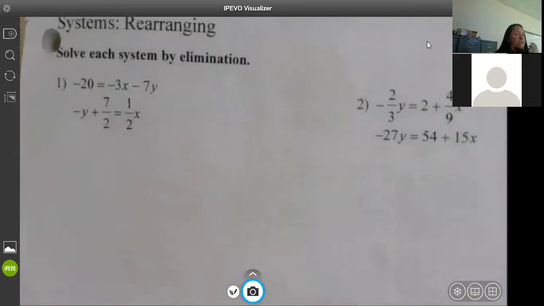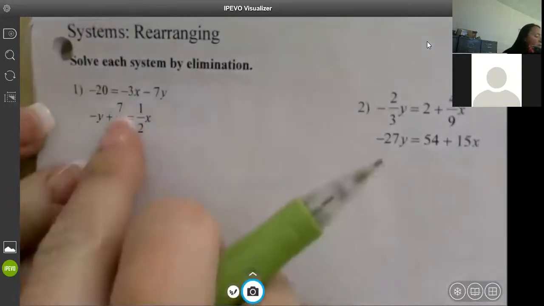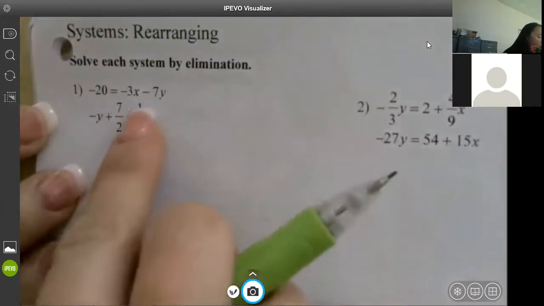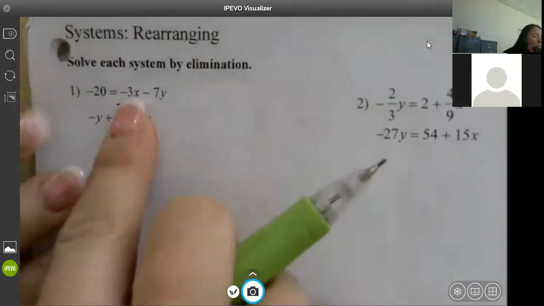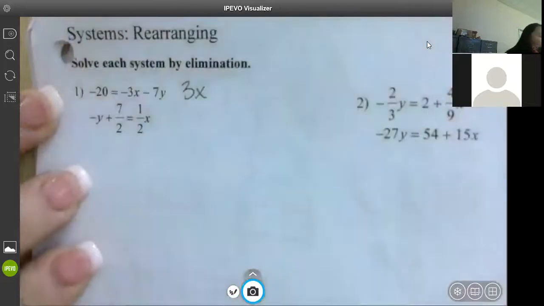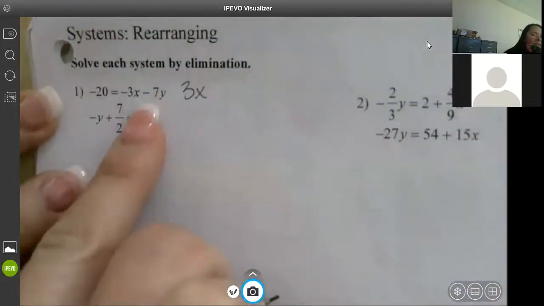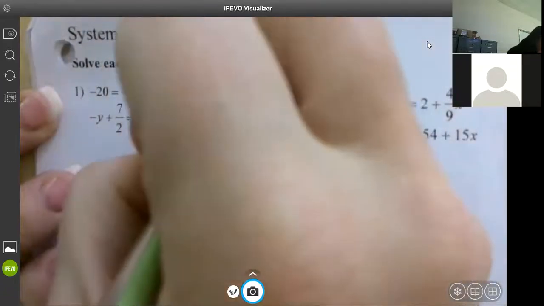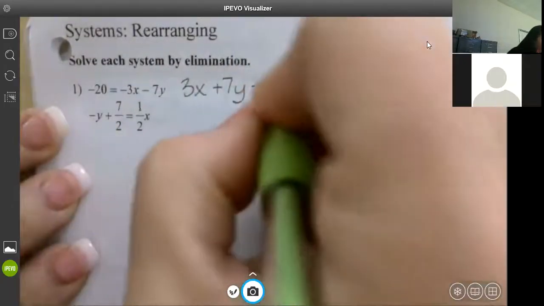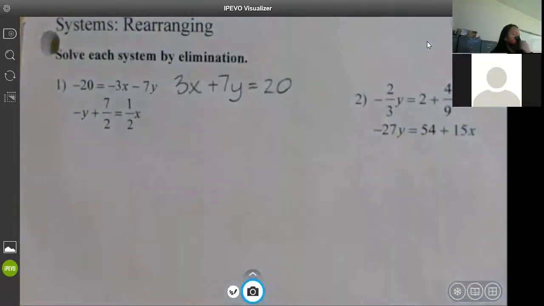So that first equation is all messed up. We need to put our x's and y's on the same side. So let's do that first, and then we'll work with this fraction. But I'm going to get rid of that fraction so it's not going to look that bad, okay? So the 3x is on the wrong side. To put it on the correct side, I'm going to change its sign to make it positive. The negative 7y is on the wrong side. So I'm going to change the sign and put it on the right side. And then negative 20 is on the wrong side, so I'm going to change it to the correct side by changing the sign.